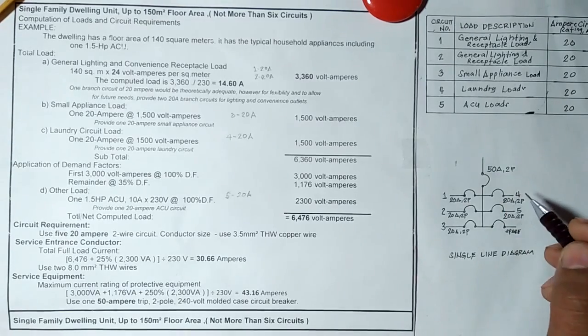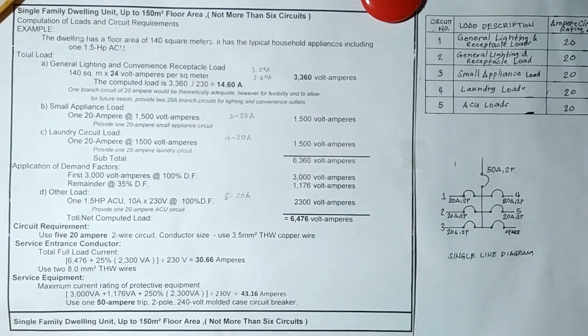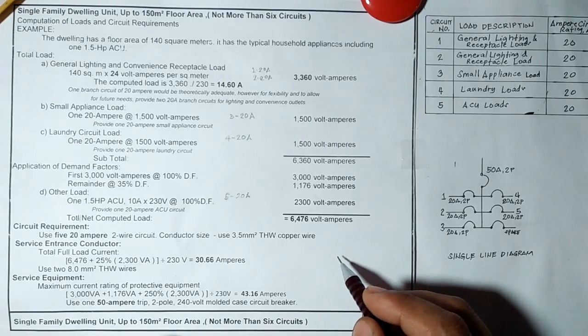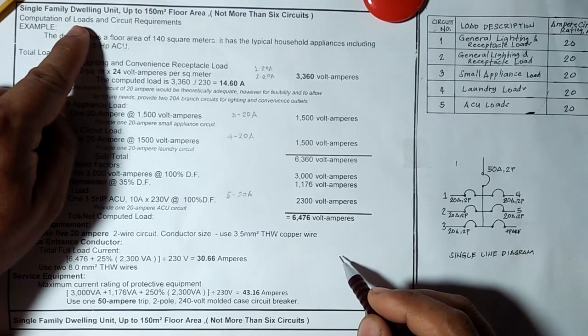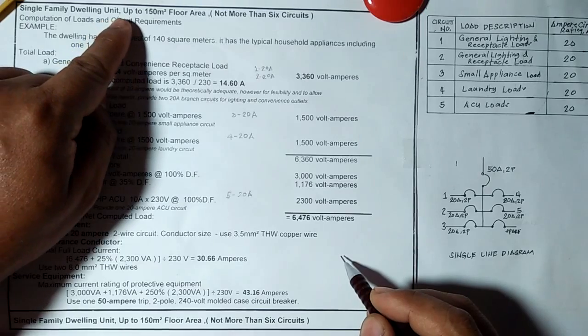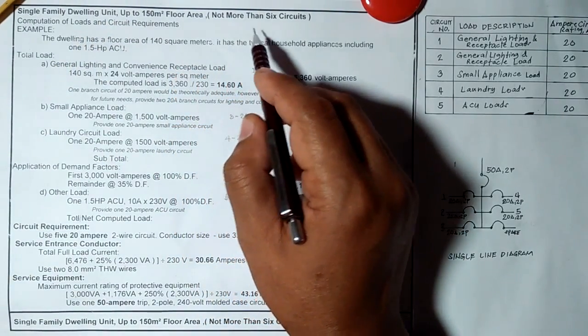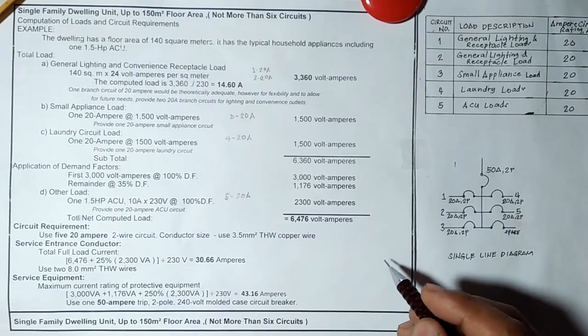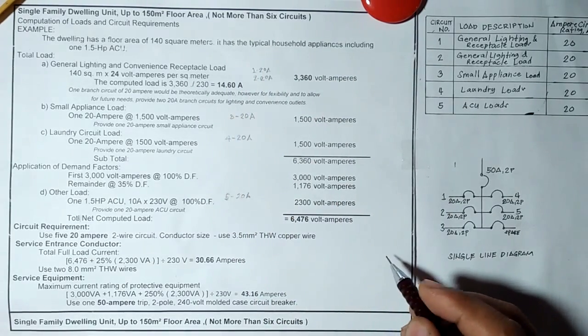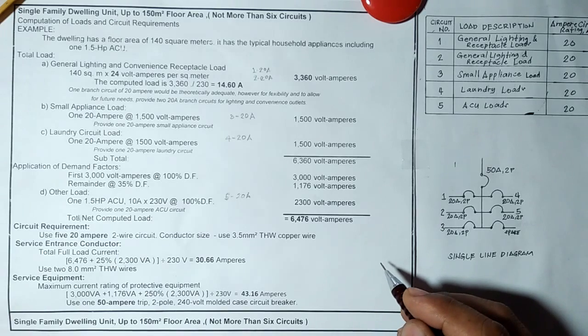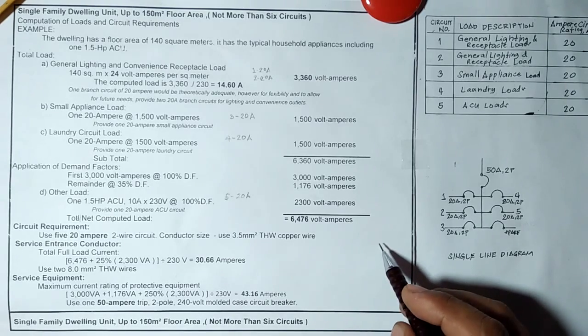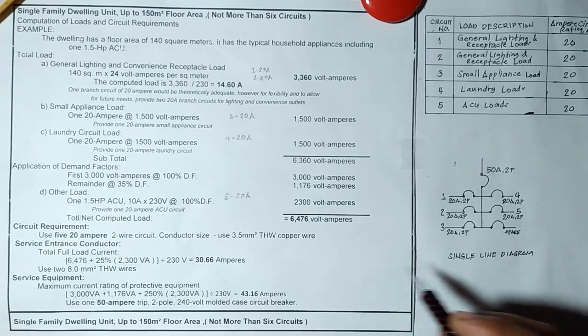So yan po ang pagde-design or pagko-compute ng single family dwelling unit up to 150 square meter floor area, not more than 6 circuits. Yan po. Okay po, sana po may natutunan kayo sa aking fourth video tutorial regarding house electrical design for multiple branch circuits.